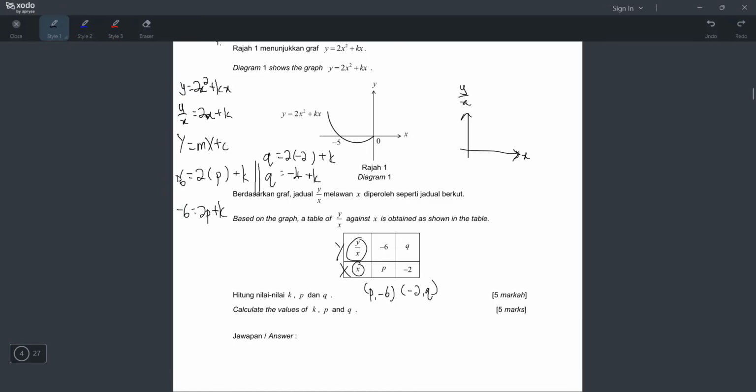So I'm stuck here also because there are 2 unknowns. Here also got 2 unknowns. So how can we continue from here? Okay, let's see. We have the gradient, right? So how can we solve this? Okay, we need another equation to help us, obviously. But what can we do here?